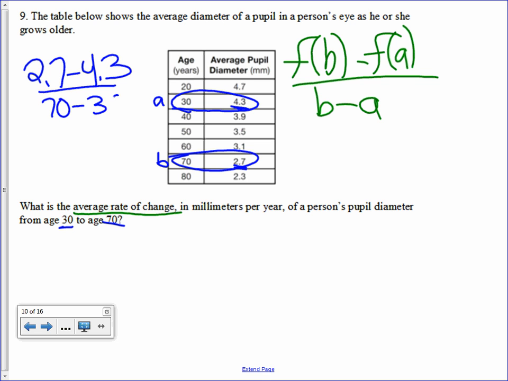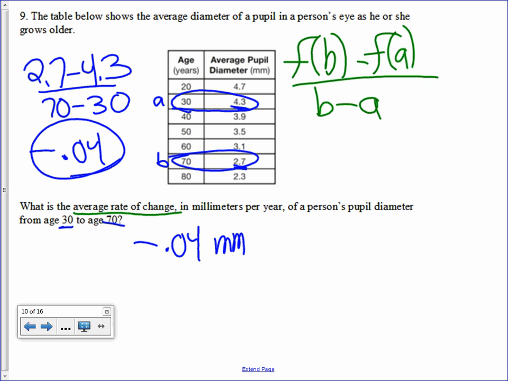From here, you can just put this into the calculator. I would do it as alpha y equals enter, and you should have gotten negative 0.04. So negative 0.04 millimeters per year. So every year, your pupil is decreasing by 0.04 millimeters.